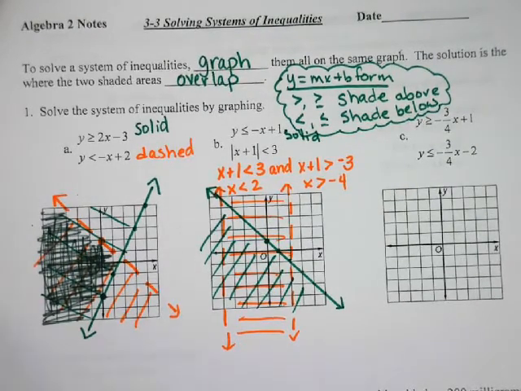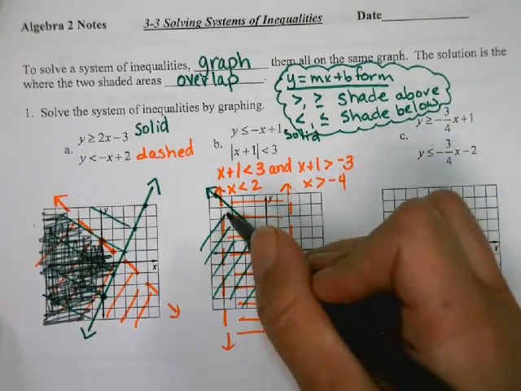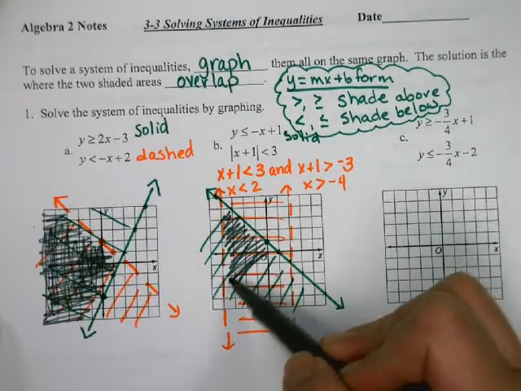So my overlap is between my two vertical lines and below my green line. So I get this trapezoid looking piece.